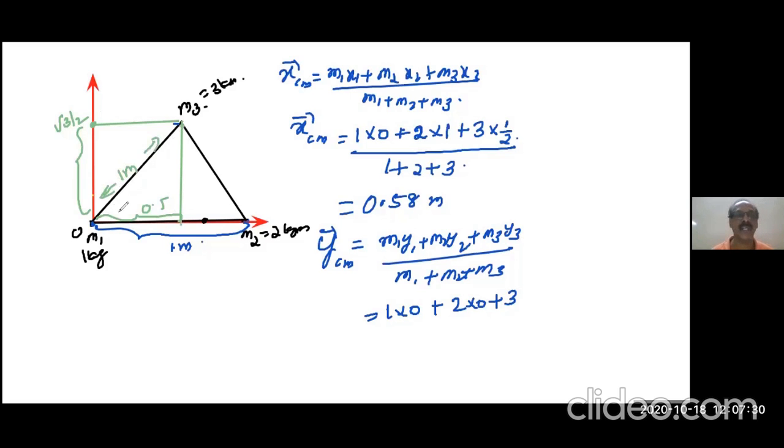It's an equilateral triangle. From this data, we can find this using the Pythagoras theorem. I think everybody knows the Pythagoras theorem, right? Yes, sir. And you will get root 3 by 2. So 3 into root 3 by 2 divided by 1 plus 2 plus 3, that means 6, isn't it? Root 3 by 4. Can you solve it and tell me root 3 by 4? 0.43, right?